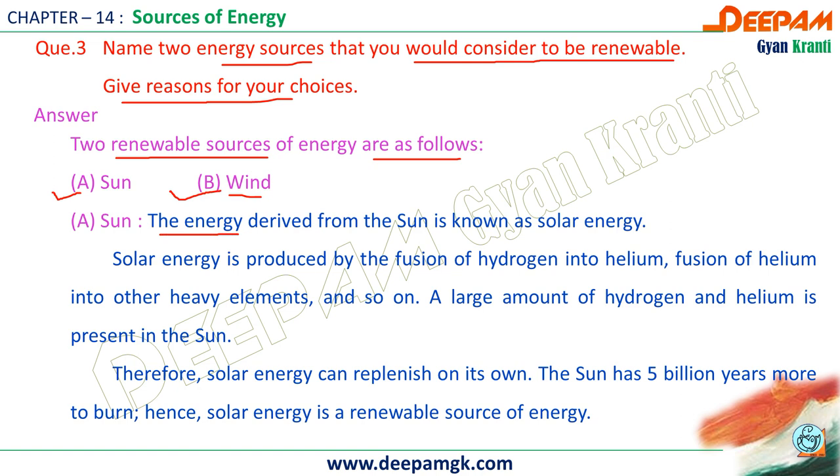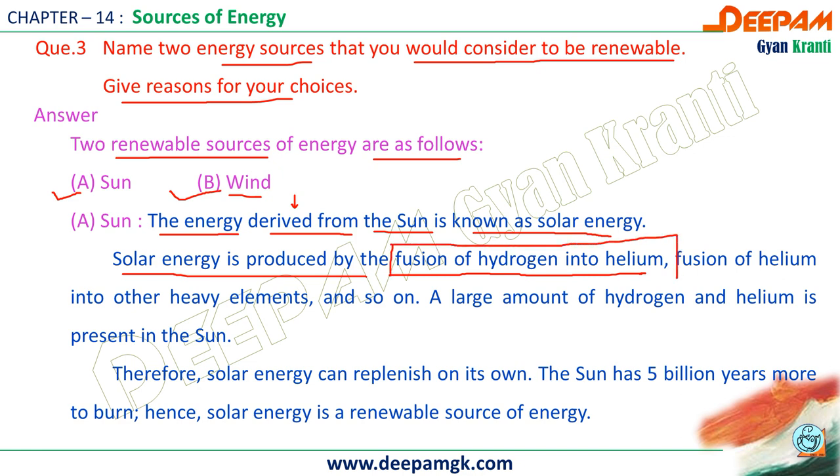The energy we get from the sun is known as solar energy. Solar energy is produced by the fusion of hydrogen into helium. You must remember the fusion of hydrogen into helium, and that is why we can get solar energy. Fusion of helium into other heavy elements and so on. A large amount of hydrogen and helium is present in the sun, on its surface.